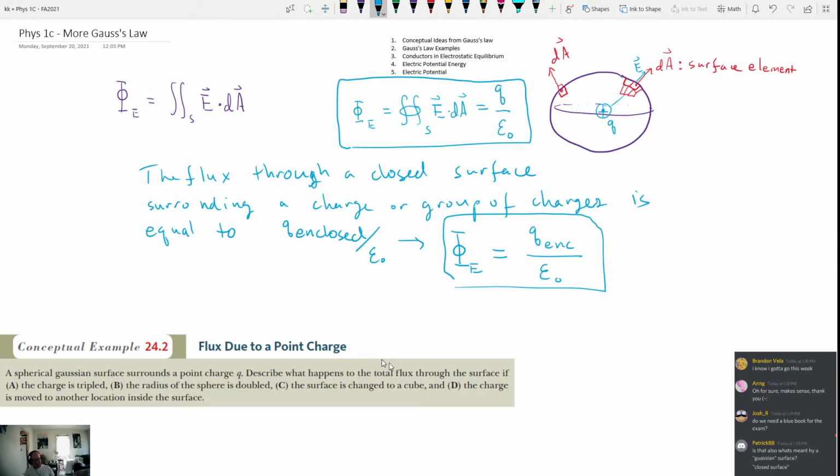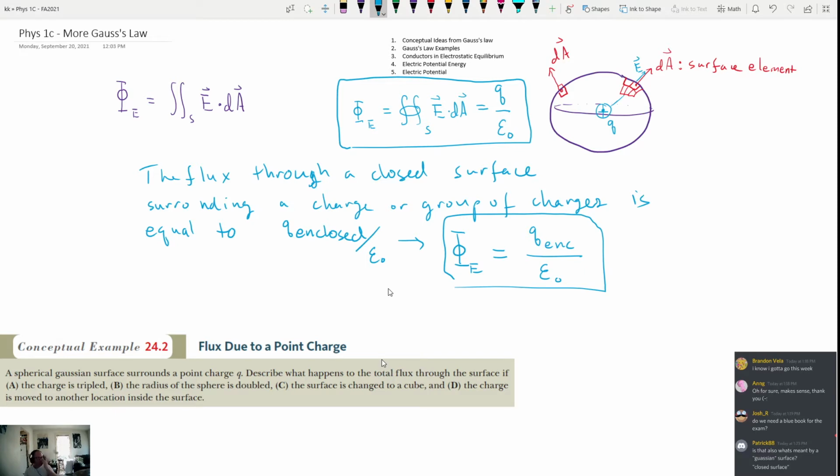Is that what's meant by a Gaussian surface, a closed surface? No, Patrick, they're not the same thing. Although Gaussian surfaces often will be closed. You'll know more about what a Gaussian surface is here in a little bit. But for now, don't confuse those two ideas. It's a good question. They're different concepts.